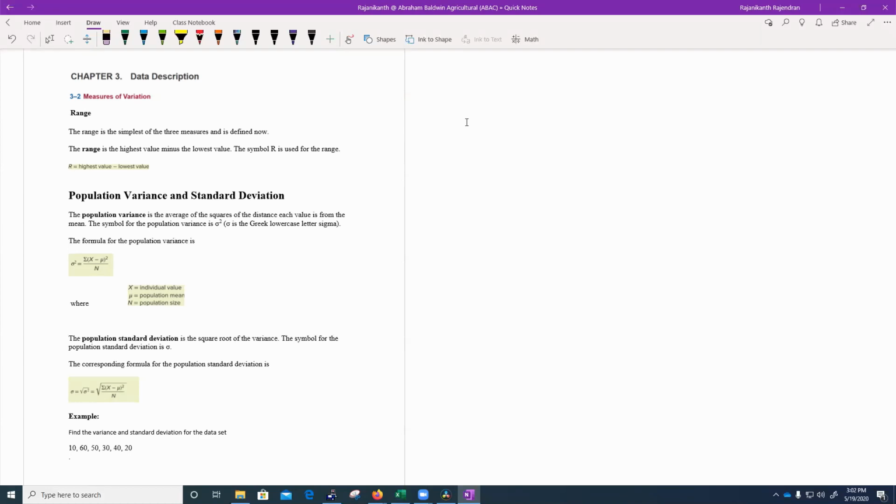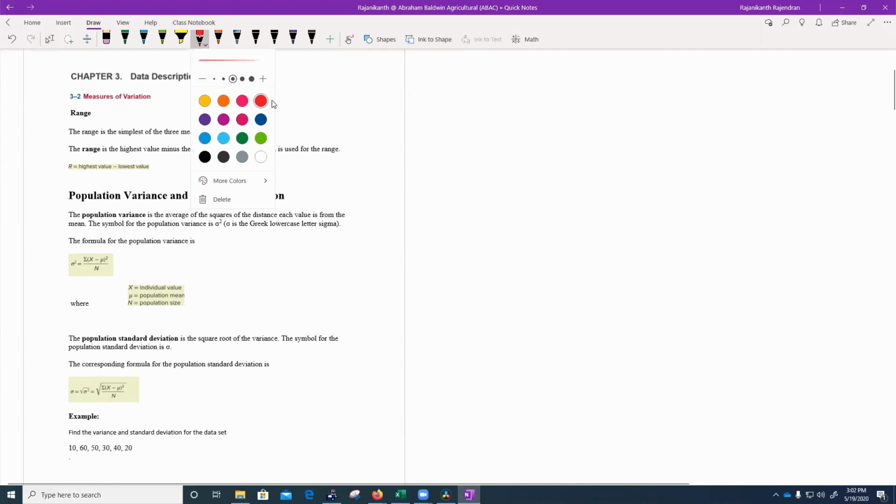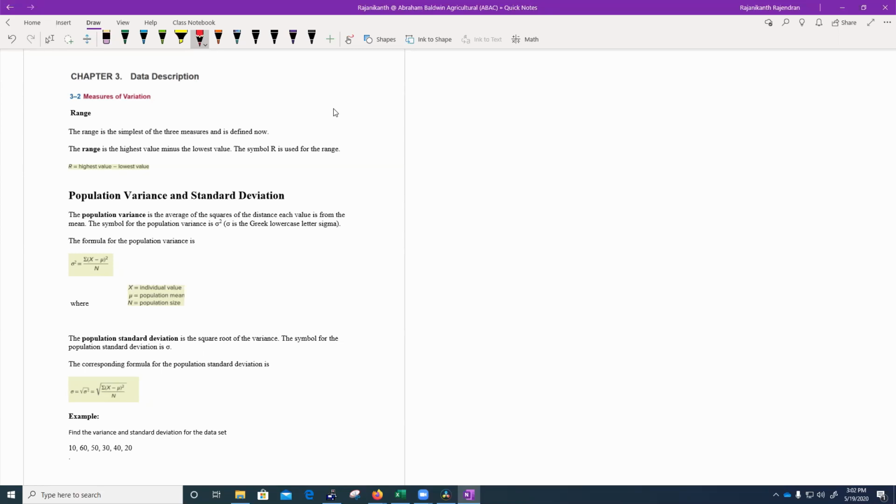Okay, so before going to do that, let's look at the first definition, which is about range. So we all have seen this range, right? Range is nothing but the difference between the highest and the lowest values. Therefore, the range, notation-wise, is given by H minus L. H is the highest value of the data set, and L is the lowest value.